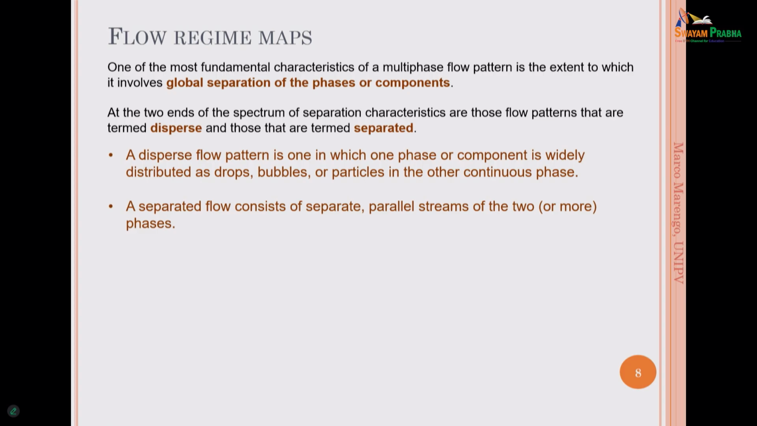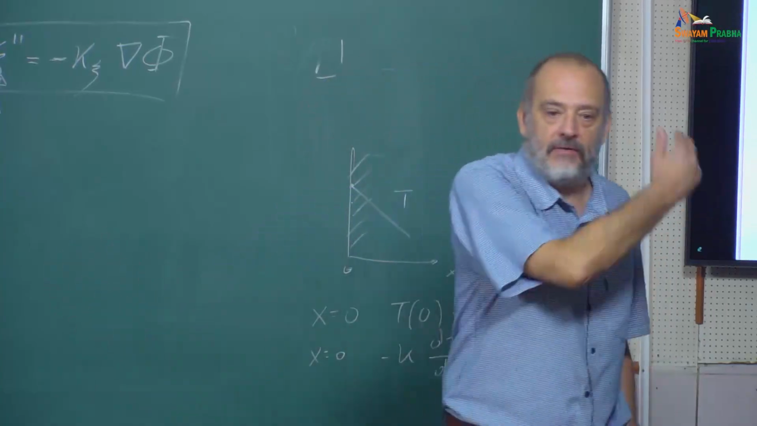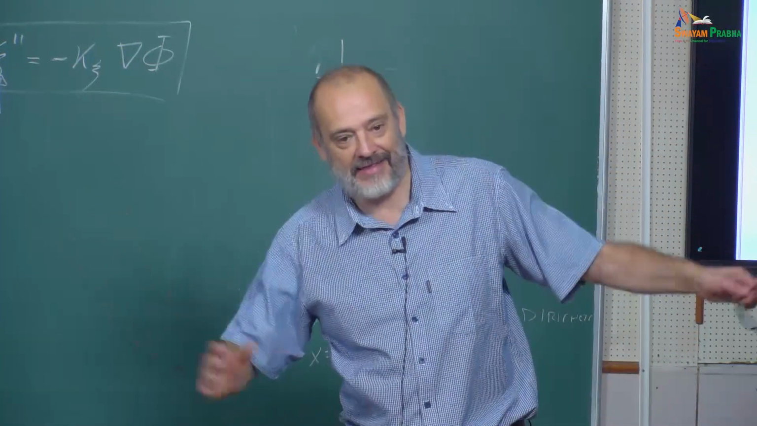And then we have a separated flow, which is, for example, when we have two phases that are completely separated, such as stratified flows. So they are living almost an independent life. They are separated in this way. So we have a flow, for example, of water and oil. The oil is floating and the water is going in another direction.